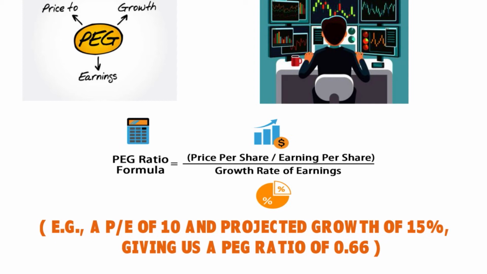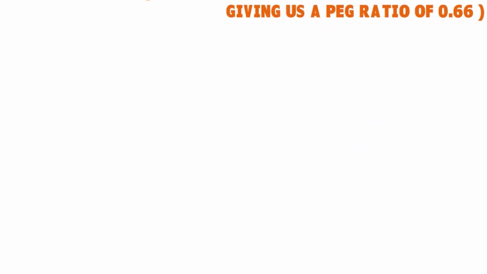you want to mix your PEG ratio with other metrics to be able to have a fuller picture of what's really happening within the company in terms of the stock's price, but also in terms of the projection and the share price prospects. The fourth metric you can use to find undervalued stocks is the high dividend yield.